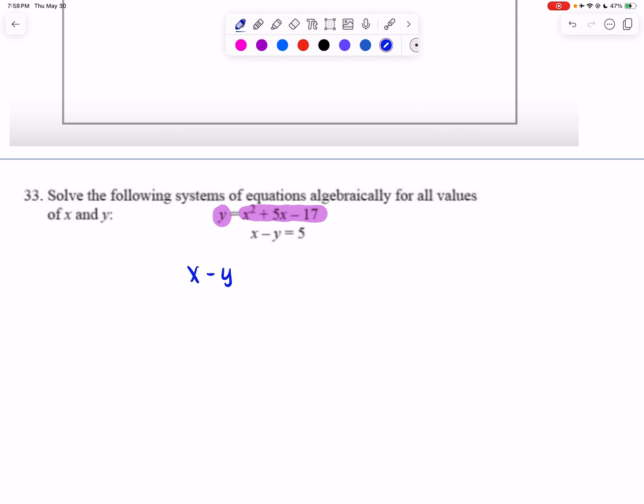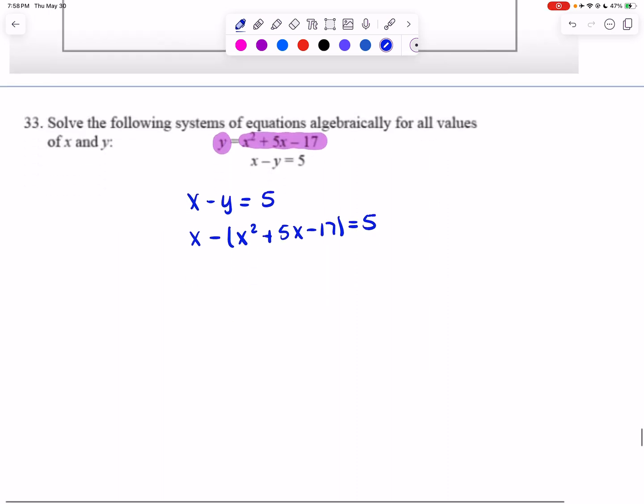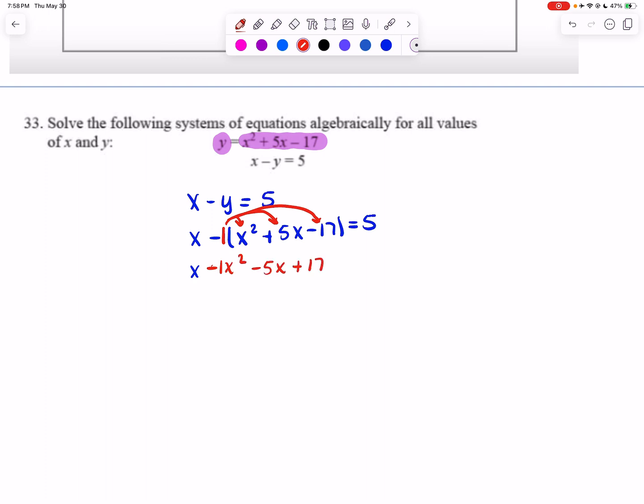So I'm going to write x minus y equals 5, but now I'm going to plug in that x squared plus 5x minus 17. So I have x minus (x squared plus 5x minus 17), close it, and that's going to be equal to 5. Remember, when I have a negative attached to my parentheses, that's a -1 that I have to distribute. So now I have x minus 1x squared minus 5x plus 17 equal to a positive 5.